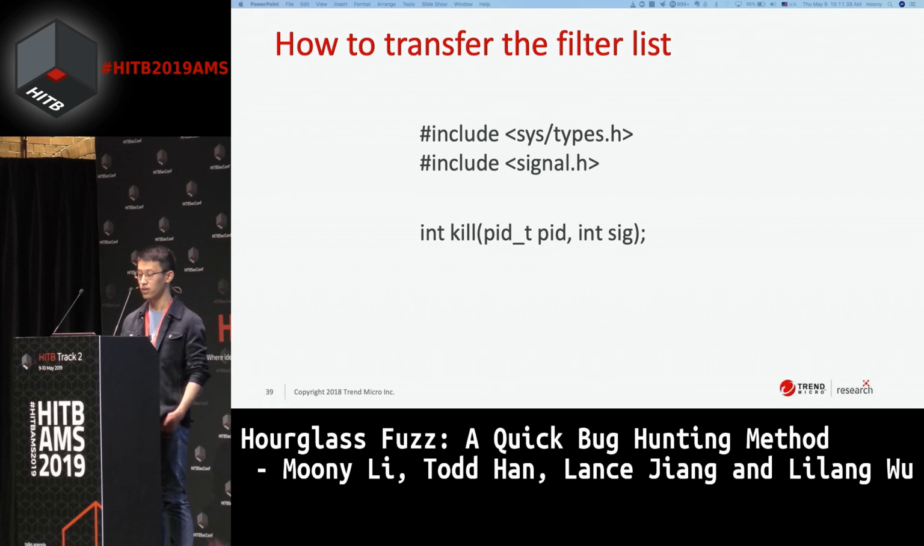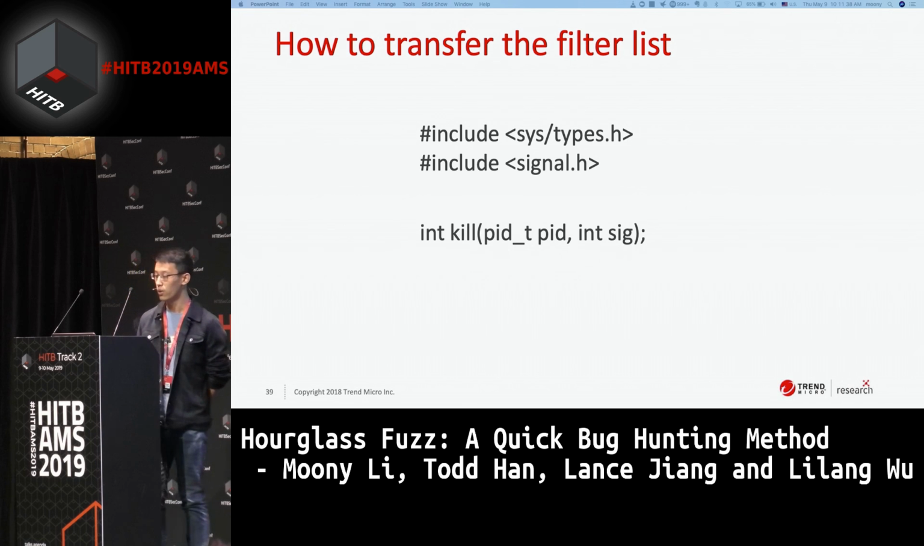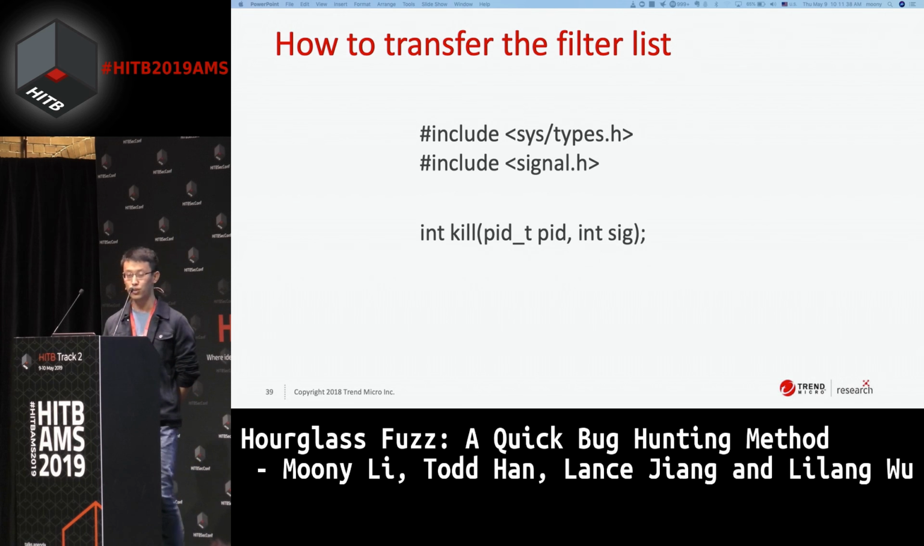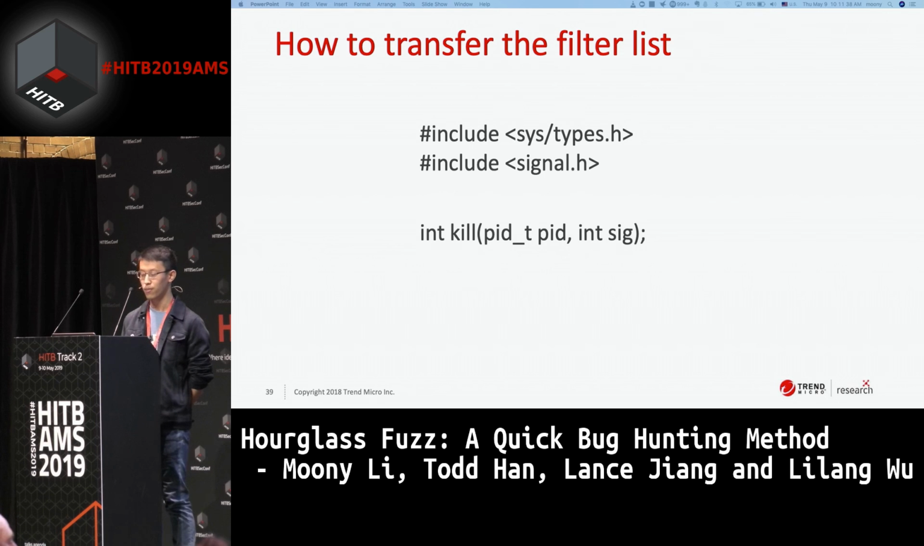But how do we transfer the filter list to the kernel? As we all know, the kill function has two parameters. One is the process PID and the other is the signal. After testing, we found that the value of the signal is between 0 and 64, so it cannot be a 32-bit or 64-bit address. However, we can use hexadecimal values to transfer data. So we can only use signal values from 0 to 15.